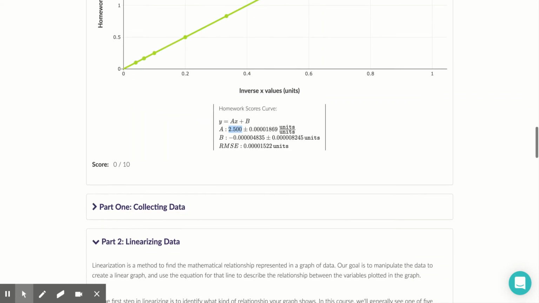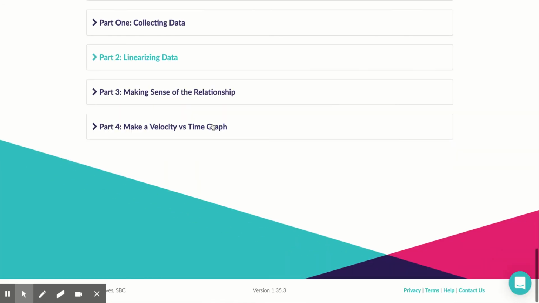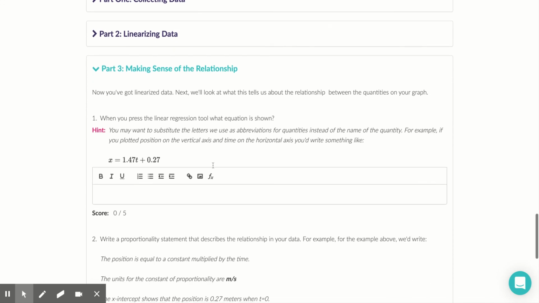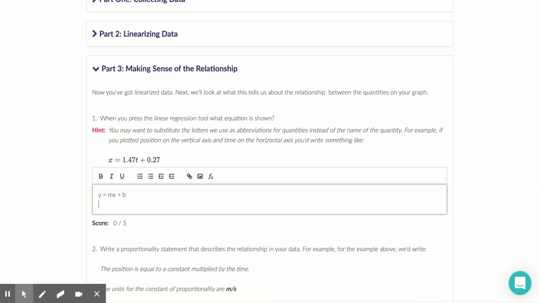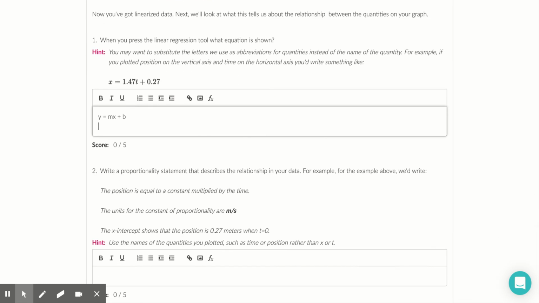What I'm going to ask you to do is in the steps below where it goes to making sense of the relationship, here's where I want you to actually put in what the y value is. So instead of just typing y equals mx plus b, I really want you to define what those y and what those x values are. So in this case, our y, if I look back on my graph, the y were the homework scores. So this is our relationship between those two things.